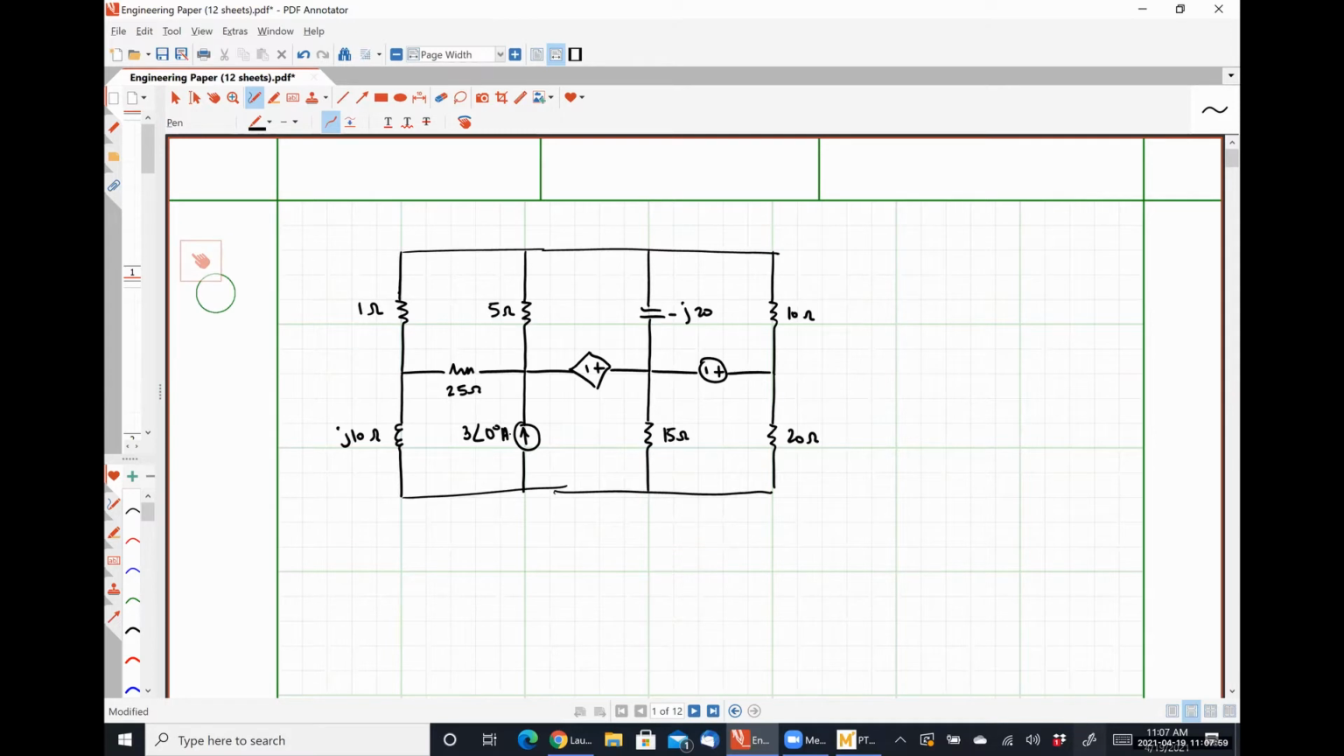Let's make this guy 10 angle 0 degrees volts. Let's make this guy twice Vx, where Vx is this voltage drop. And my ultimate goal is to find this current. I'm going to call it IY, the current flowing through my voltage source.